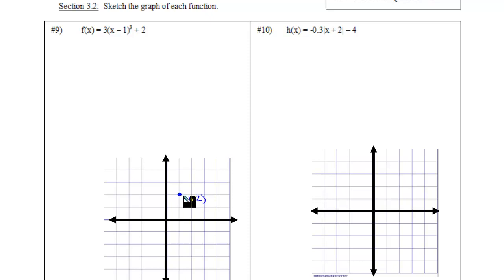Always label that point. And then it's going to curve up like this, just like the parent, but it's skinnier than the parent. And it curves down like this. So this basic shape is what it is. So what else do I have to do? I mean, that's all the work you've got to show for that.